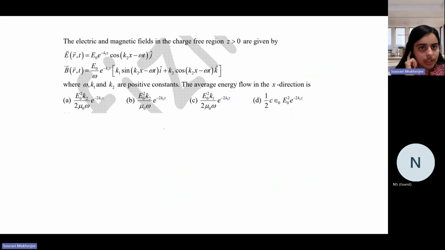Okay, so now we look at this term. This is another question which says that you have the electric field and the magnetic field in a charge-free region. Now, what is the average energy flow in the X direction? Your wave is propagating in the X direction. But as you can see, you have these terms here, right? So these are exponentially decaying amplitudes. So what is the average energy flow in this direction?